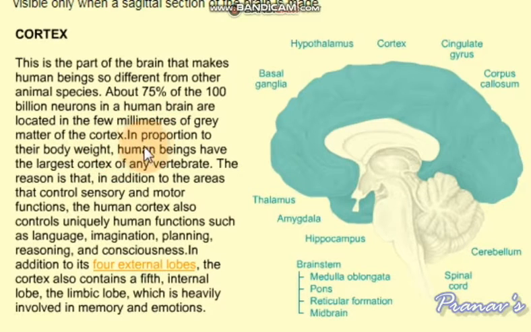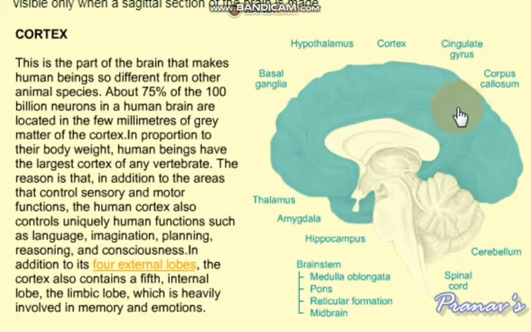In proportion to their body weight, human beings have the largest cortex of any vertebrate. The reason is that in addition to the areas that control sensory and motor functions, the human cortex also controls uniquely human functions such as language, imagination, planning, reasoning, and consciousness. In addition to its four external lobes, the cortex also contains a fifth internal lobe, the limbic lobe, which is heavily involved in memory and emotions.